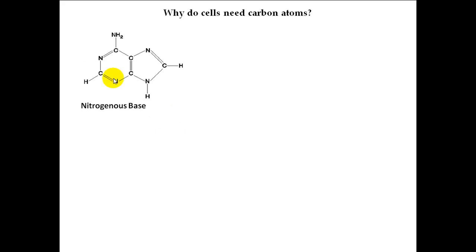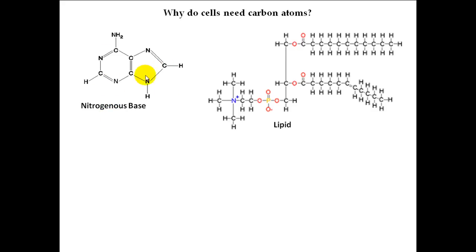All cells have some sort of nucleic acid, and nucleic acids are comprised of nitrogenous bases that are all linked together. And if you take a look at the atoms that make up nitrogenous bases, check it out. One of the major atoms that you find inside there are carbon atoms, a whole bunch of C's. Same thing for lipids. All cells have lipids inside of them, and you see that lipids have a whole bunch of carbons in them.